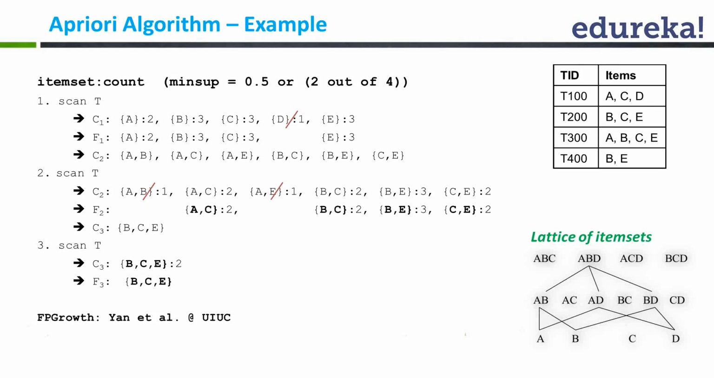Does that make sense? If D is not frequent, that means it's not occurring enough number of times. Even A and D cannot occur enough number of times, right? Because by adding more and more items to the item set, your frequency will only go down. It will not increase, right? That's why I can remove everything related to D from now onwards. I don't generate or consider A and D, B and D, C and D, and so on. Okay?